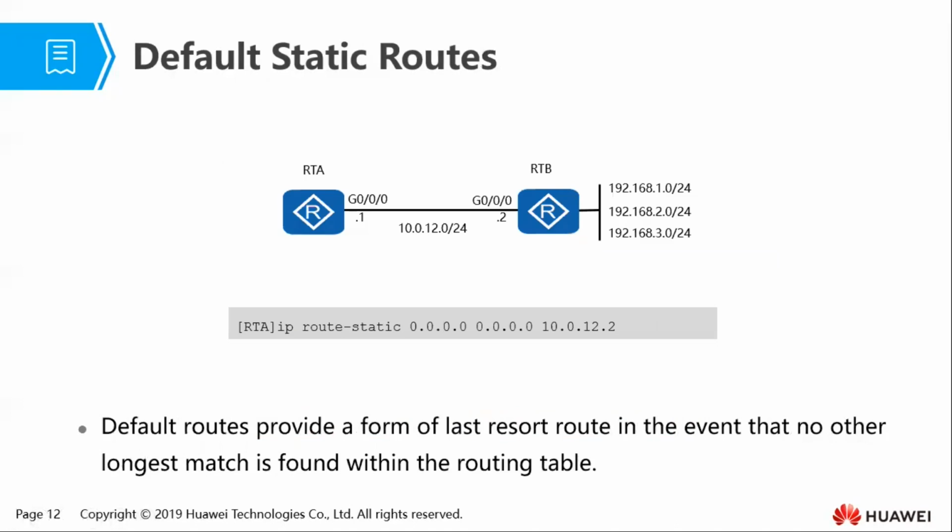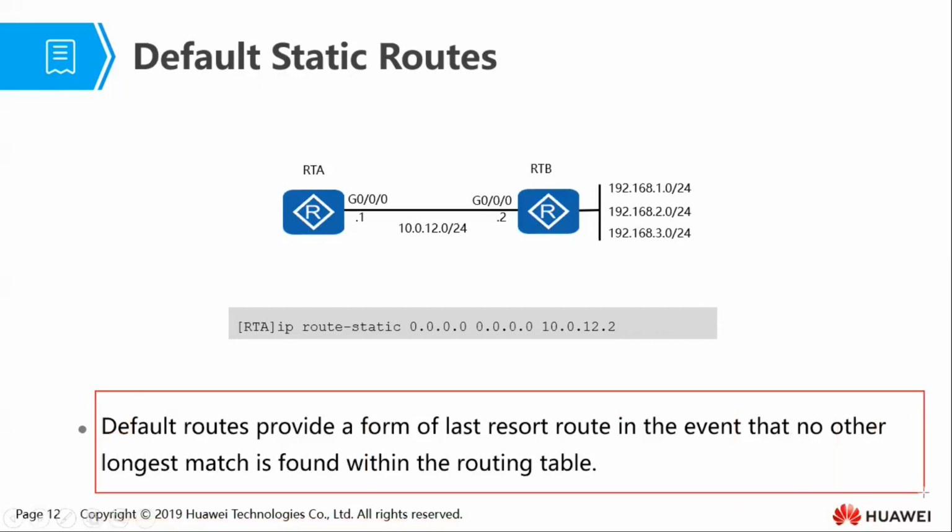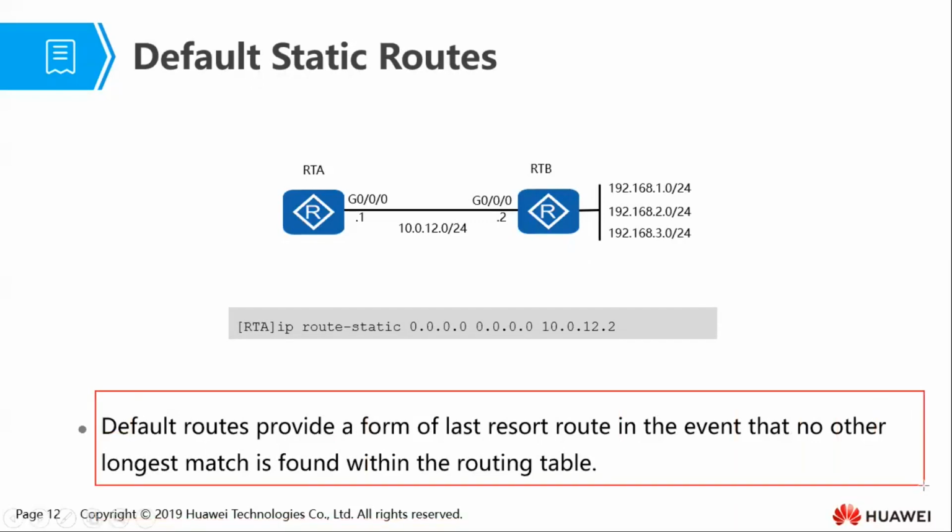Then we have what we call the default static route. The default static route provides a form of last resort in the event that no other longest match is found within the routing table.